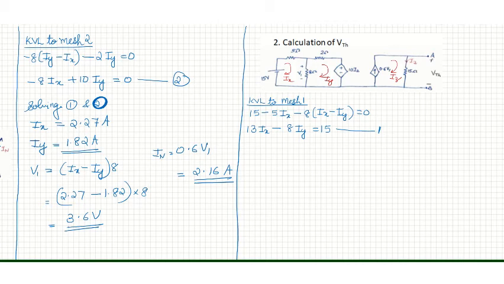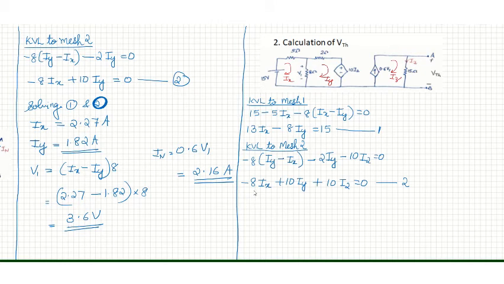Then apply KVL to mesh 2. The equation will be minus 8 into (iy minus ix) minus 2iy minus 10i2 is equal to 0. So we get the equation minus 8ix plus 10iy plus 10i2 is equal to 0. It is equation number 2.